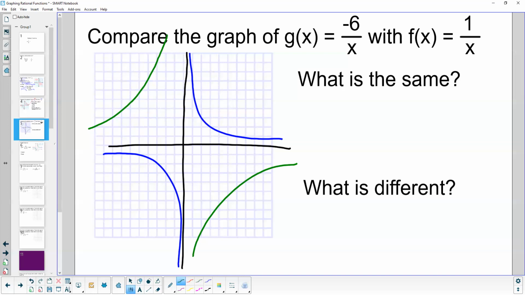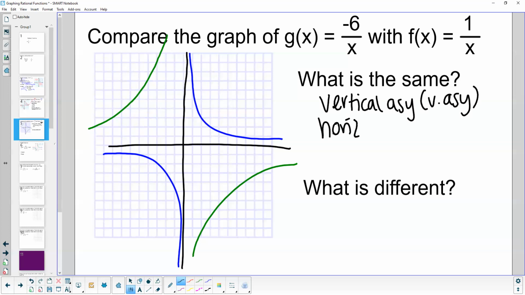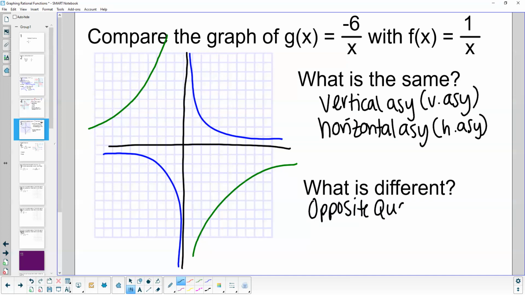So what are the same? Well, they still have the same vertical asymptote, which is often abbreviated like this. They still have the same horizontal asymptote, right? So those barrier lines that kind of prevent it from going somewhere else, they both have that. Now, what's different? They ended up in opposite quadrants, and their sharpness or their steepness of that curve is going to be a little bit different.